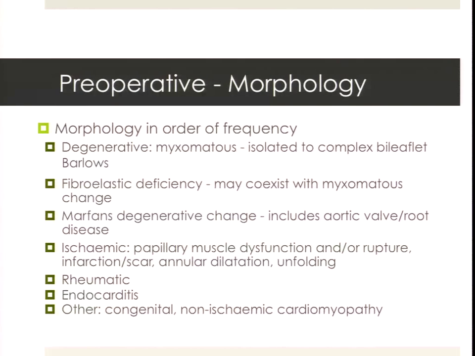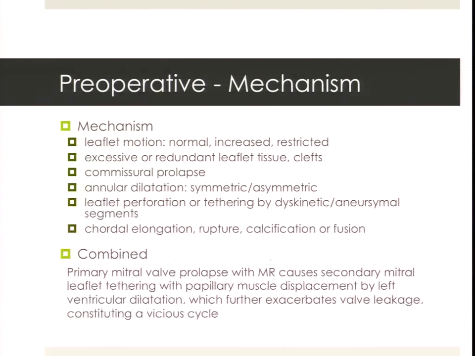So you get a lot of time to just look at morphology, and that's really the key. And then you look at the mechanism of what's the leaflet motion. Is there excessive or redundant leaflet tissue? Is there commissure prolapse? Is there annular dilatation? Is it symmetric, is it asymmetric? Is there leaflet perforation or tethering by dyskinetic aneurysmal segments? Are the chordae long? Are they ruptured? Are they calcified? Are they fused?